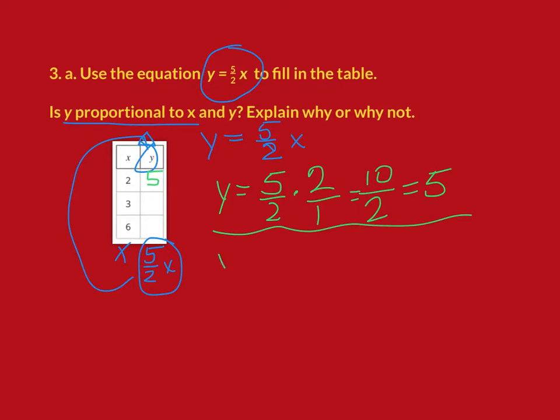Next one, we've got y equals 5/2 times 3/1. Top with the top, bottom with the bottom, that gives us 15/2, which we can leave like that, or we can reduce it. Either way, it is a correct answer. So 2 goes into 15 7 times, with 1 left over. That's 7 1/2.